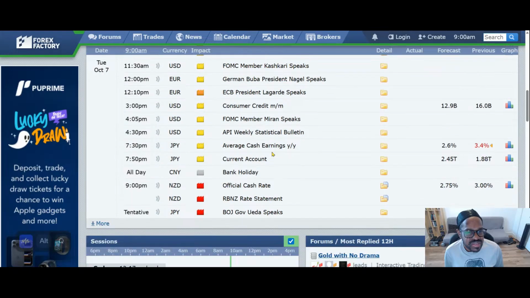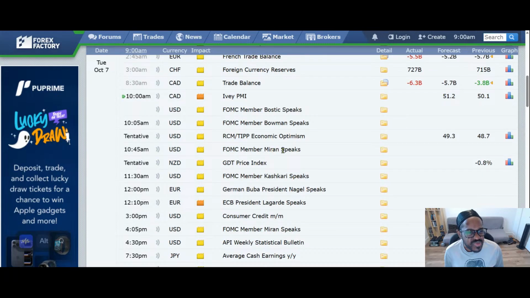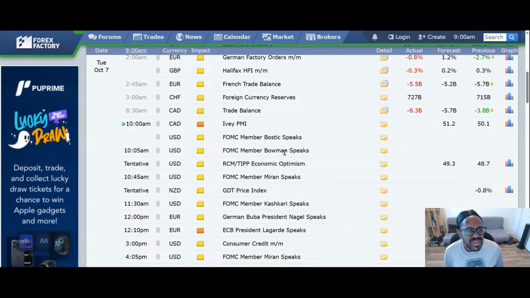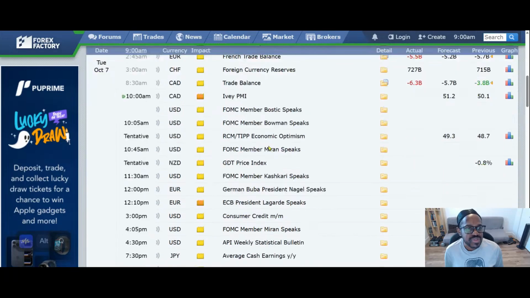But other than that, nothing big here in regards to movement in the market. It should be pretty smooth sailing here. We do have CAD news here for the Ivey PMI. So if you're trading CAD around 10, there will be some news. But other than that, pretty straightforward here today.